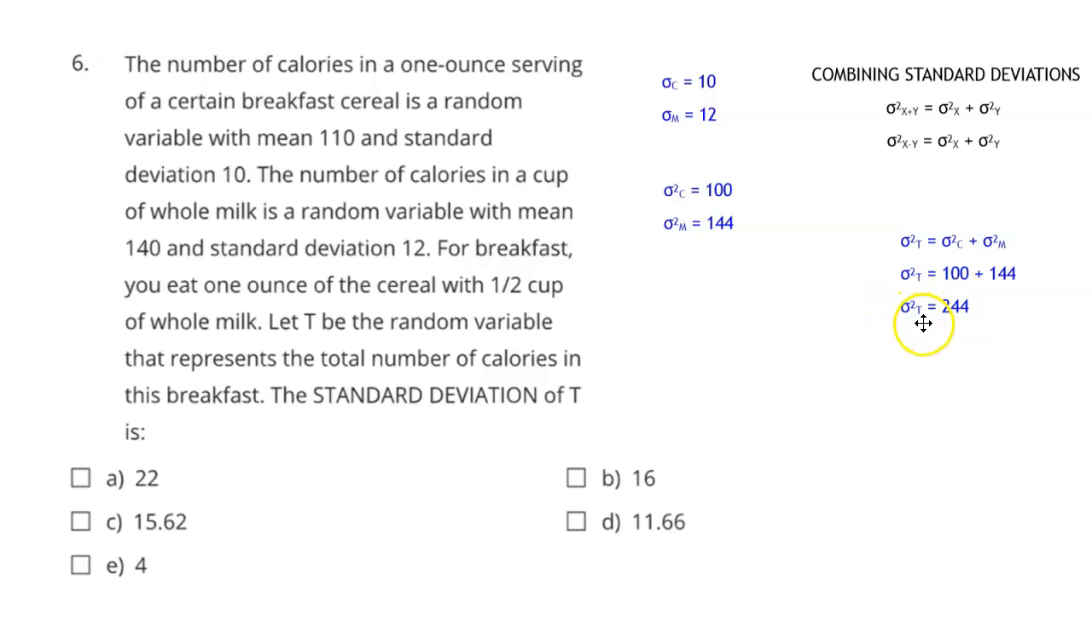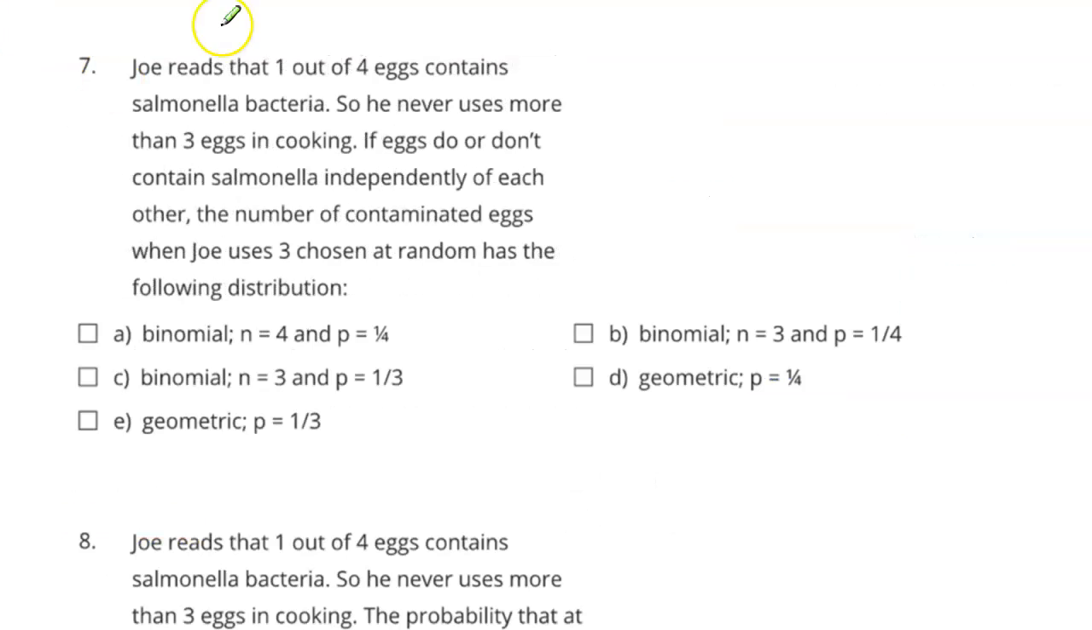Now that we have the variance of T, the random variable that is the total number of calories, we square root it to get the standard deviation of T, which gives us 15.62, etc., and so forth. Correct answer is choice C. All right, moving on to question number 7.